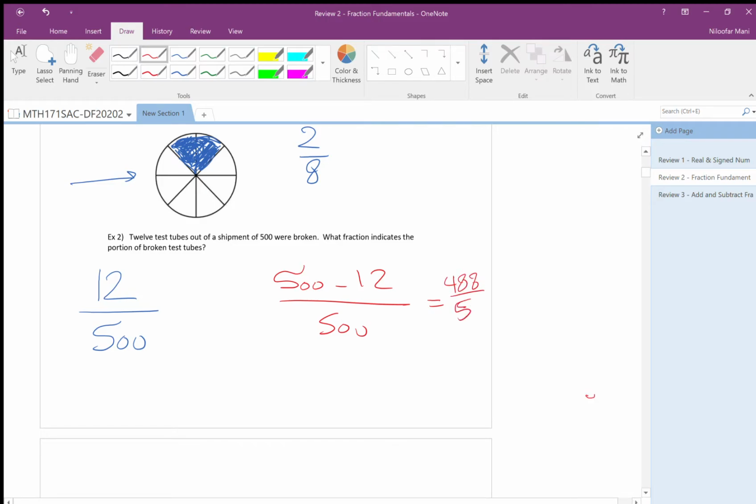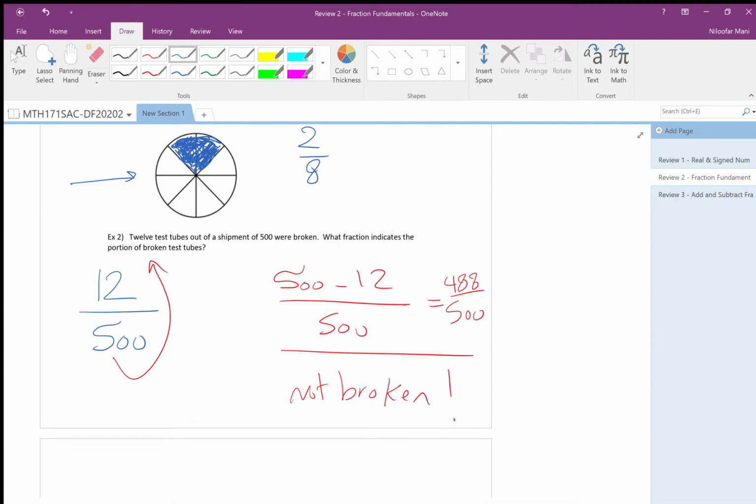So maybe I give you the number of broken and then I ask you what is the fraction of broken parts, or not broken parts. So these are broken and these are not broken. Fraction of not broken. Okay, so it depends on the question. So make sure you read the question carefully.